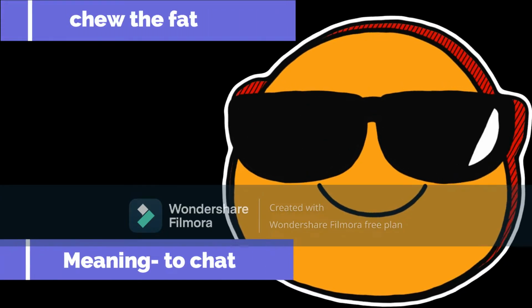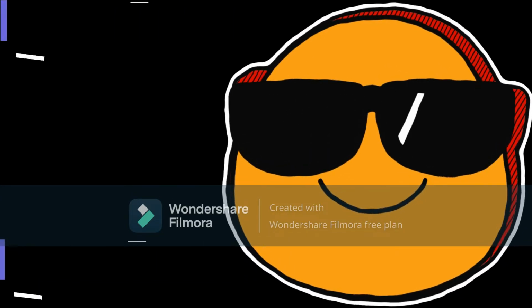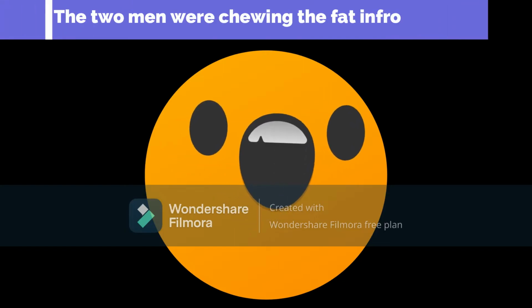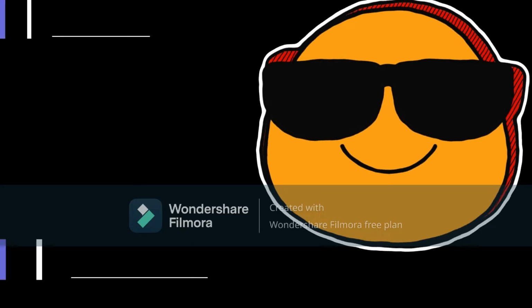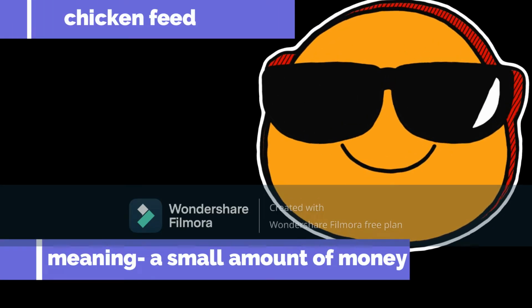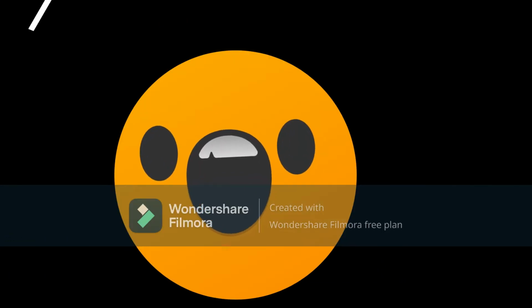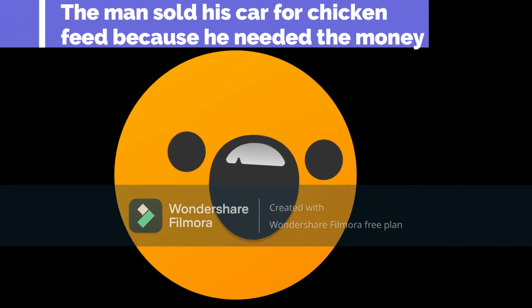Chew the fat. It means to chat. The two men were chewing the fat in front of the house. Chicken feed. It means a small amount of money. The man sold his car for chicken feed because he needed money.